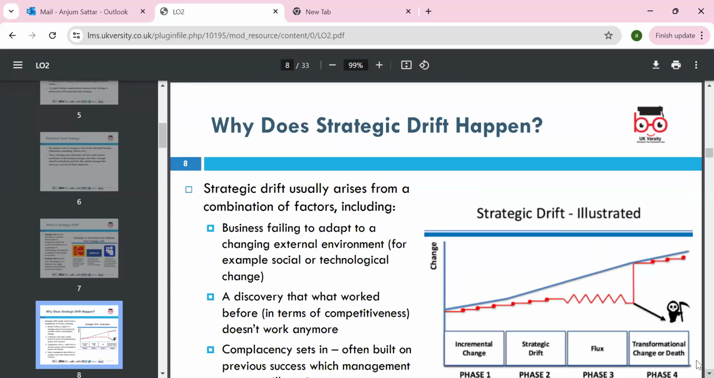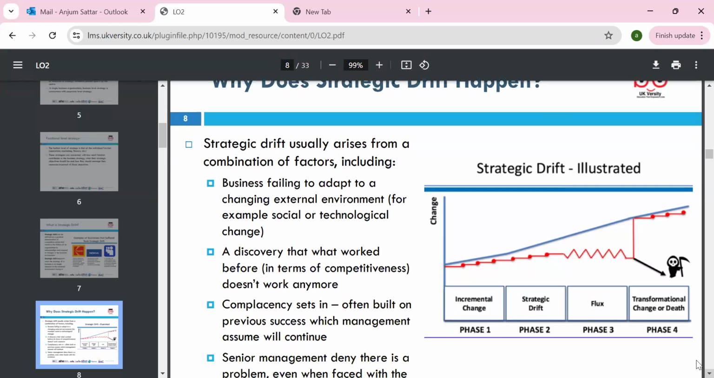Strategic drift usually arises from a combination of factors, including the business's failure to adapt to a changing external environment. External means political, economic, social, and technological. These are uncontrollable factors, so we have to change accordingly. If we don't change, we can't sustain it. It's sustainability: profit, planet, and people, the three P's, meeting the needs of the current generation without compromising the needs of future generations.